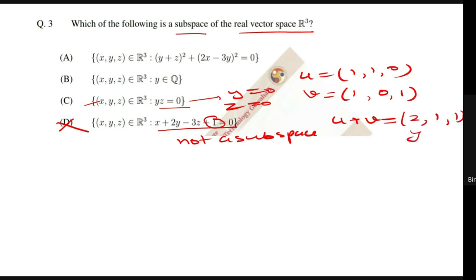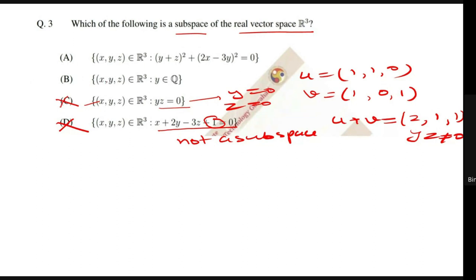Okay. But when we apply u plus v, then it becomes 2, 1, 1. But here yz is not equal to 0. So two elements u and v belong to this set, but their sum u plus v does not. It means this set is not closed under addition, so it is not a subspace. So option C will be cancelled out.